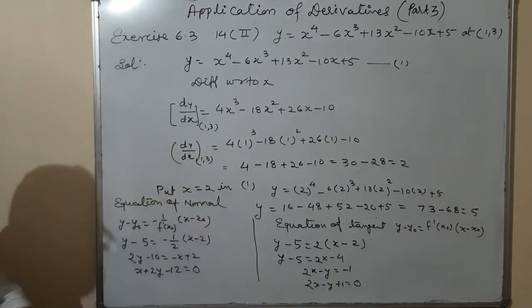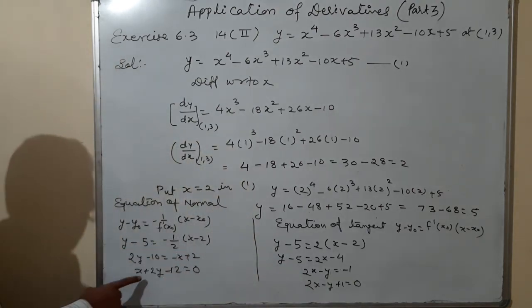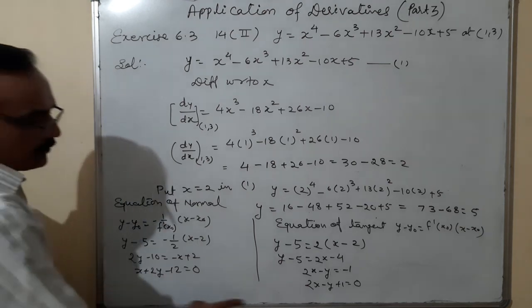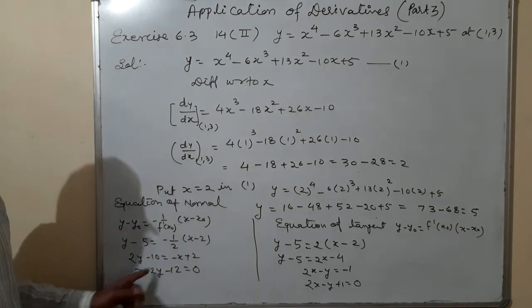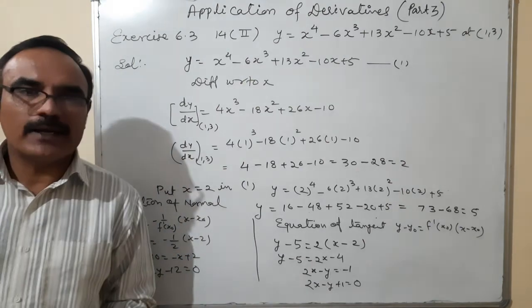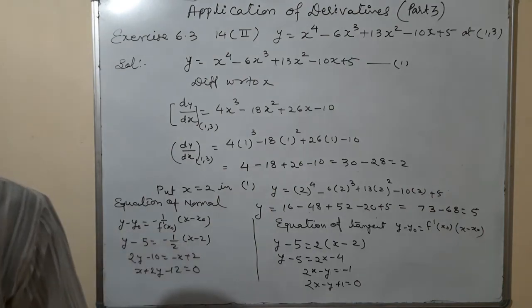In these two equations, you can always remember one thing. The coefficient of x is 1, coefficient of y is 2, and the coefficient of x is 2, coefficient of y is minus 1. That means the product of both the gradients is equal to minus 1.